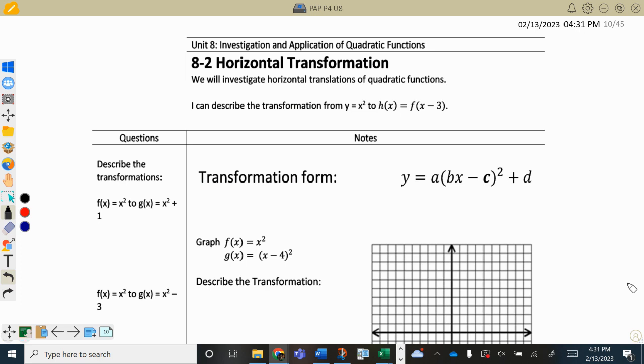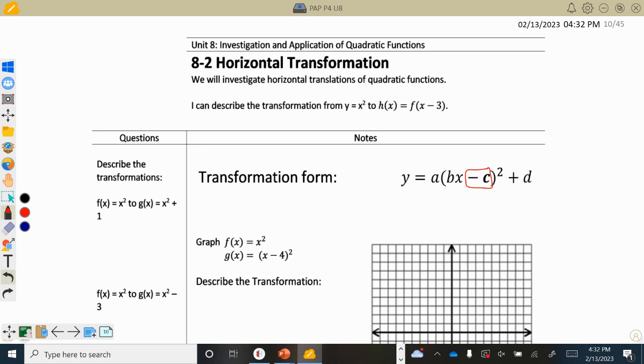Everybody. All right, so today we're talking about horizontal transformations. This time we're moving left and right instead of up and down. Okay, so our transformation form, we have y equals a times (bx minus c) squared plus d. Today we're focusing on the minus c part, okay? So this tells us left and right.